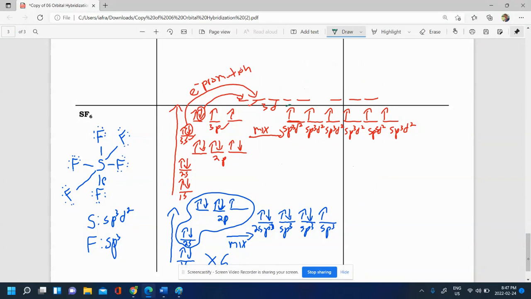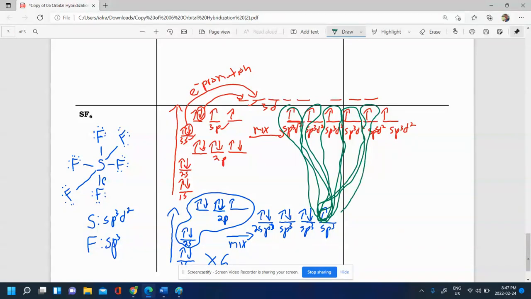So we have an overlap between one of the fluorines like this. Another fluorine would overlap with this. Another fluorine would overlap with this. Another fluorine would overlap with this. Another fluorine would overlap with this. And another fluorine would overlap with this. And so that's all the bonding explained there.